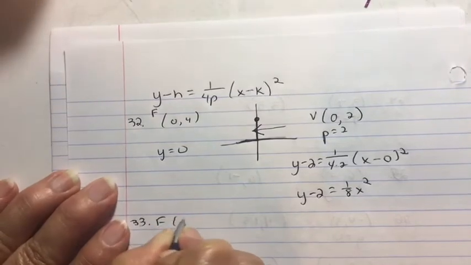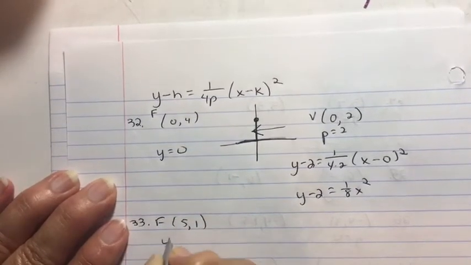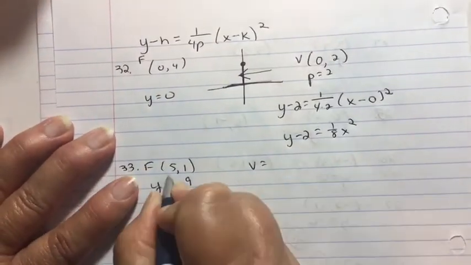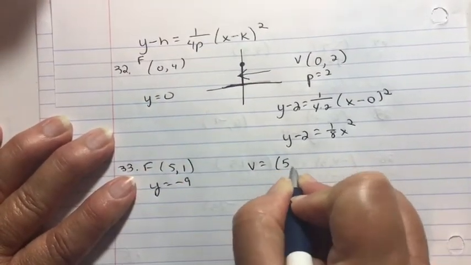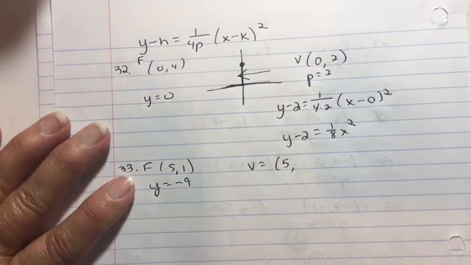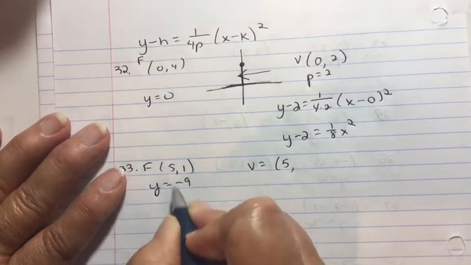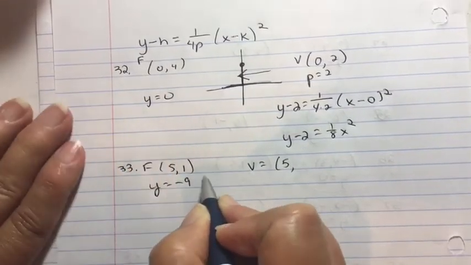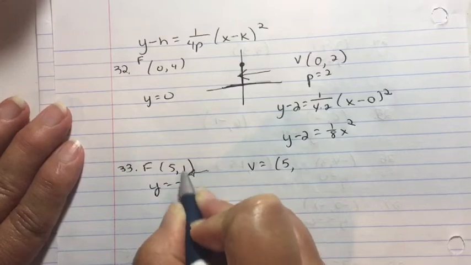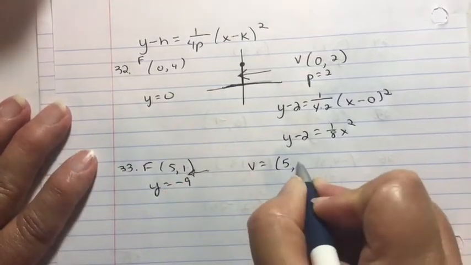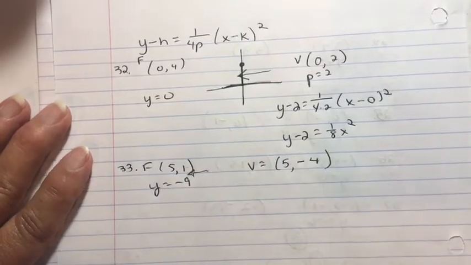33, your focus is 5, 1. Your directrix is y equals -9. So your vertex is going to be in line with the focus, so it's going to have a 5. Between the focus and the directrix is 10 units, 1 up and 9 down. So you need to find the middle of these two. So go down 5 and you're on -4.